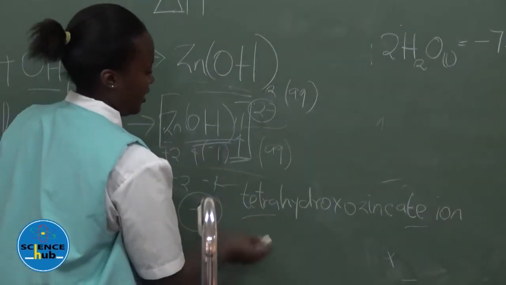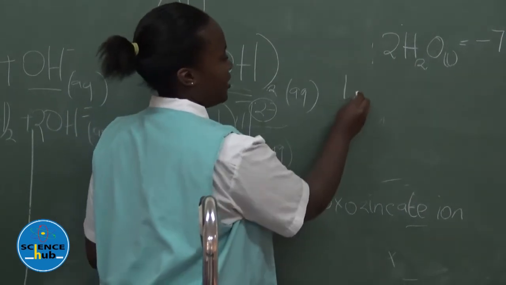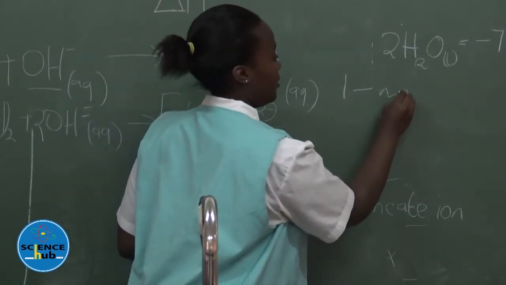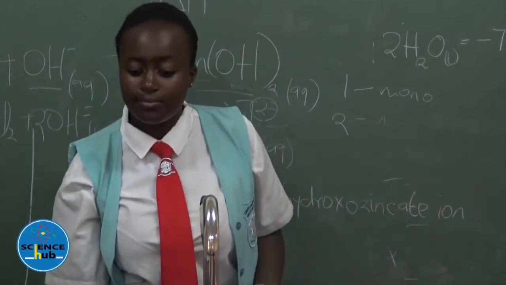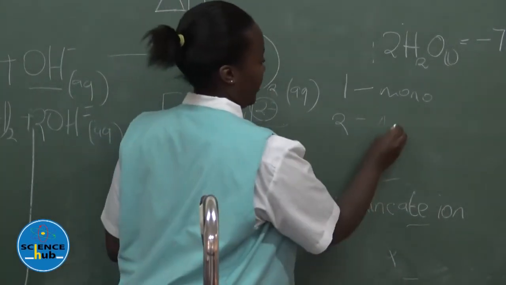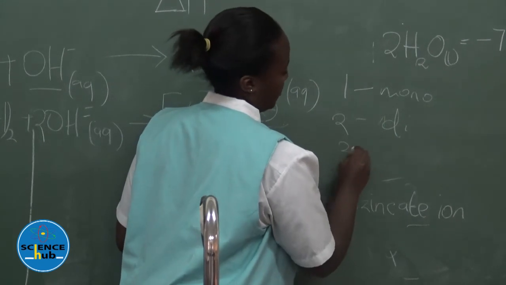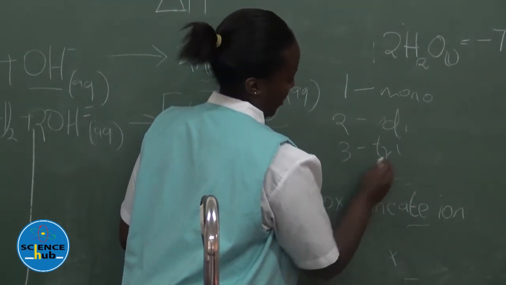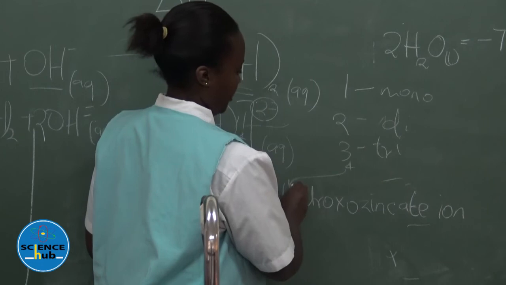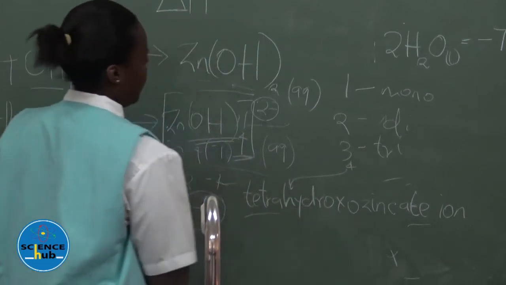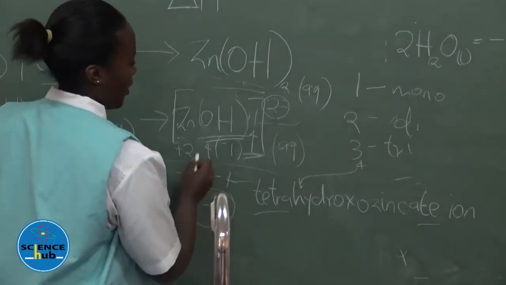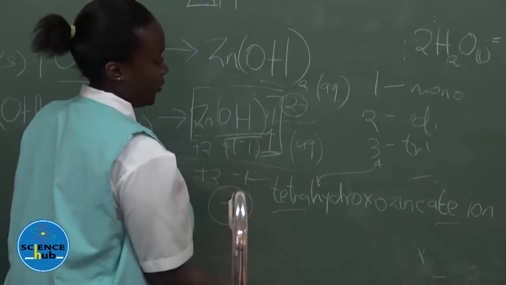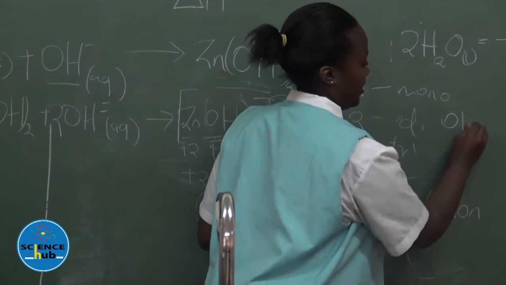So tetra comes in because of the number. 1 is mono, while 2 is di, 3 is tri, and 4 is tetra. We have different types of anions. So one of them is hydroxyl, which is OH. OH is hydroxyl.